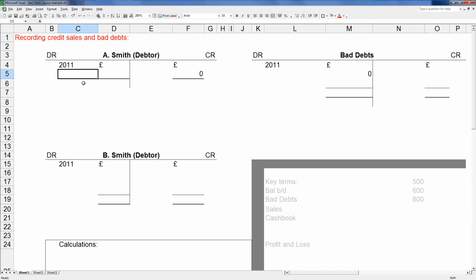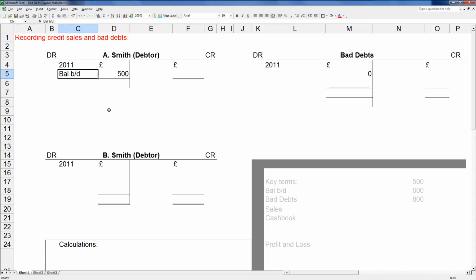Let's say A Smith owes money at the beginning of the year, so balance BD, and let's say he owes £500. Balance BD on the debit side of a debtor account tells you how much money that debtor owes the business at the start of the period. Balance BD means the start of the accounting period, typically January the 1st in textbooks, but not all businesses start their financial year on January the 1st. But it's the beginning of the accounting period.